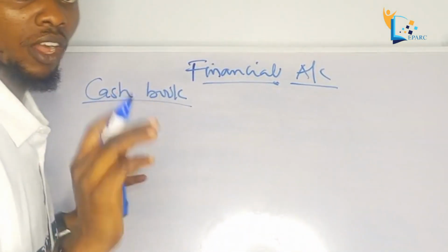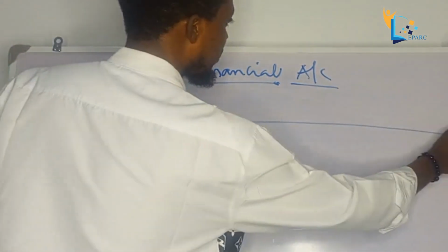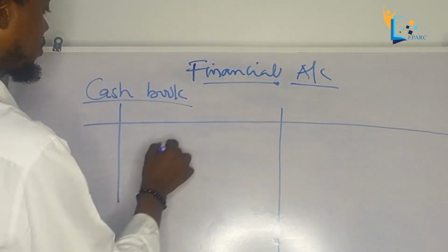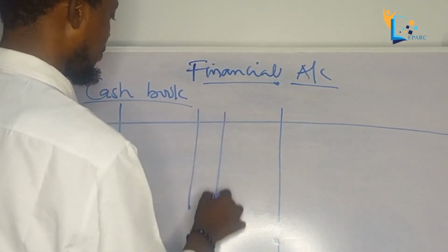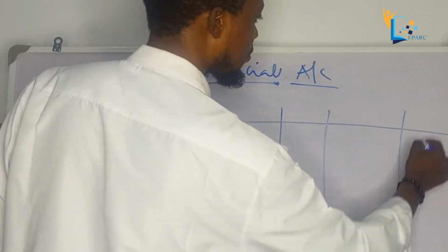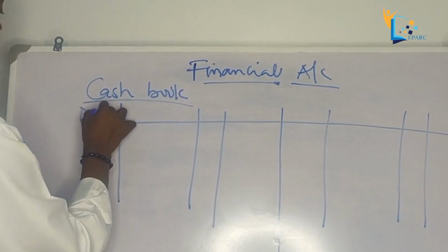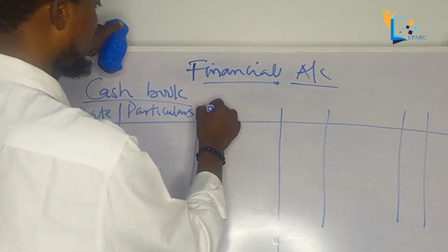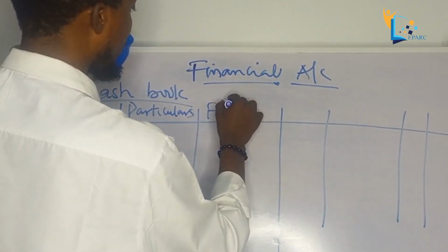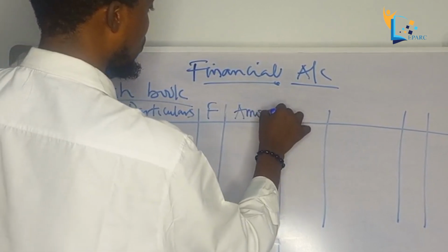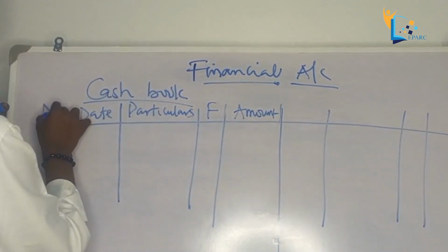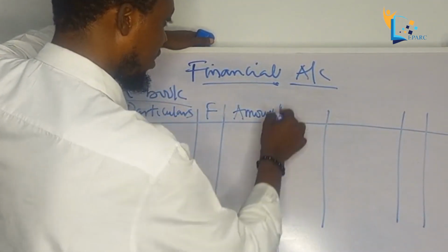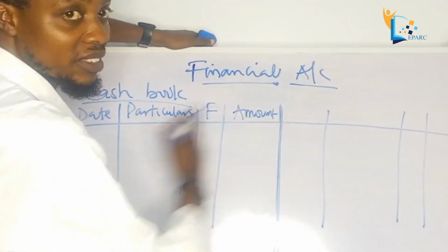So for the single column cash book, we have something like this, divided into two. Then we have the dates, the particulars, the folio, and the amounts. This is the debit side, and this is the credit side. Differentiate them by a thick line, separating the debit and the credit side.